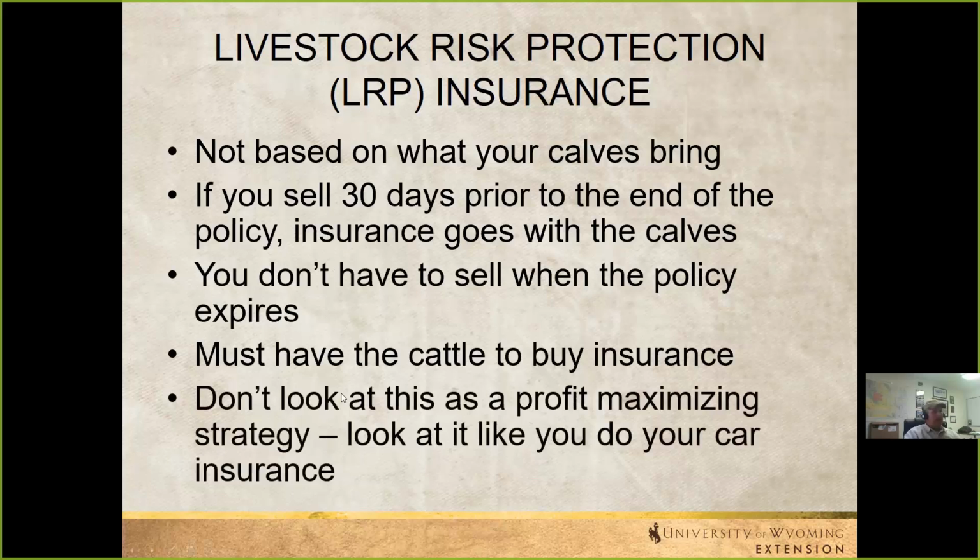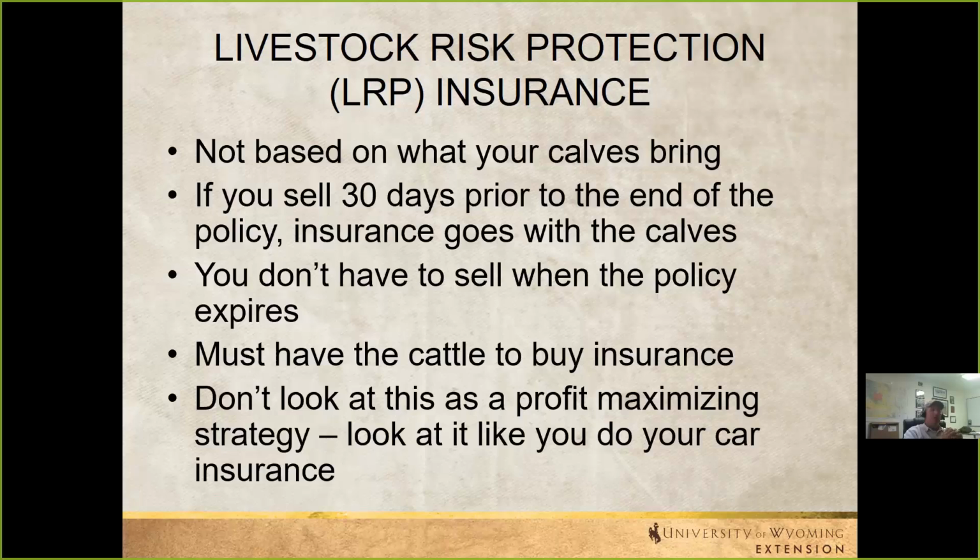Okay. Here's a big point, guys, and ranchers constantly screw this up. Don't look at this as a profit maximizing strategy. I'm not buying this insurance to gamble and to say, well, if I buy it, I think I'm going to collect. Look at it like you do your car insurance.